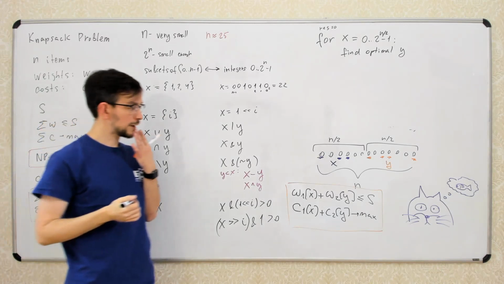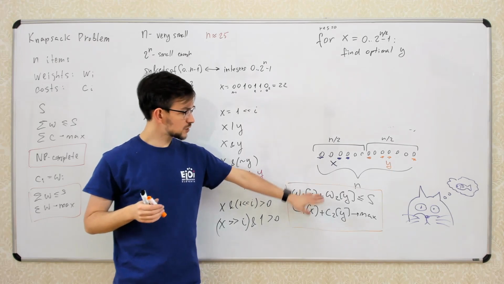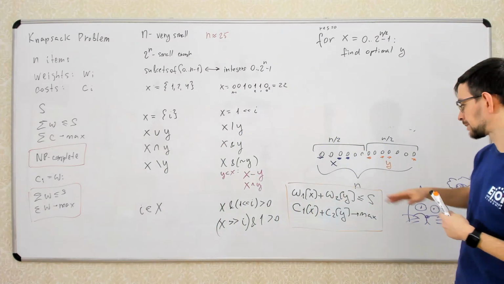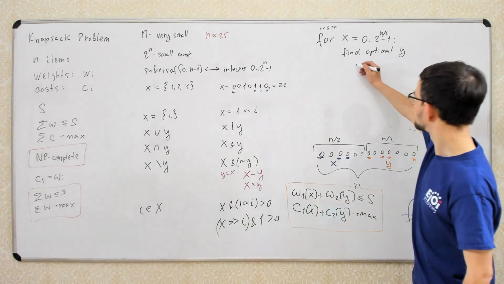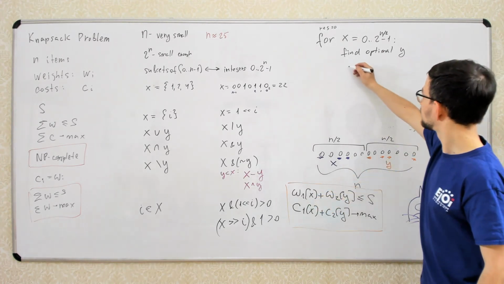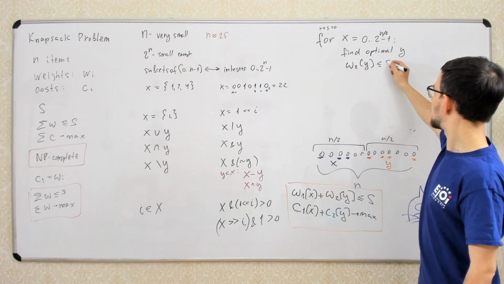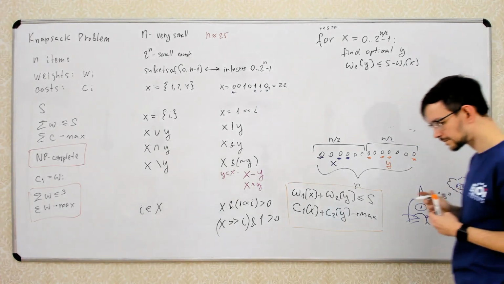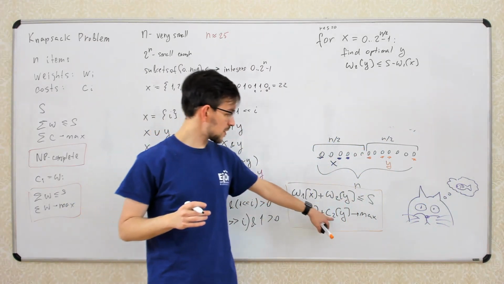How to find the optimal y? Let's look. If we fix the value of x, what constraints do we have on y? From the first equation we have something like this: I fix the value of x, so I need W2 of y to be no more than S minus W1 of x. And from the second constraint, I just need to maximize the value of C2.